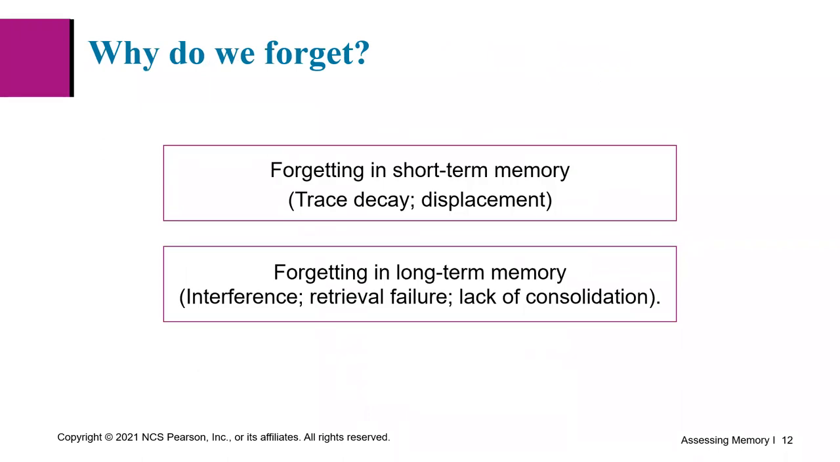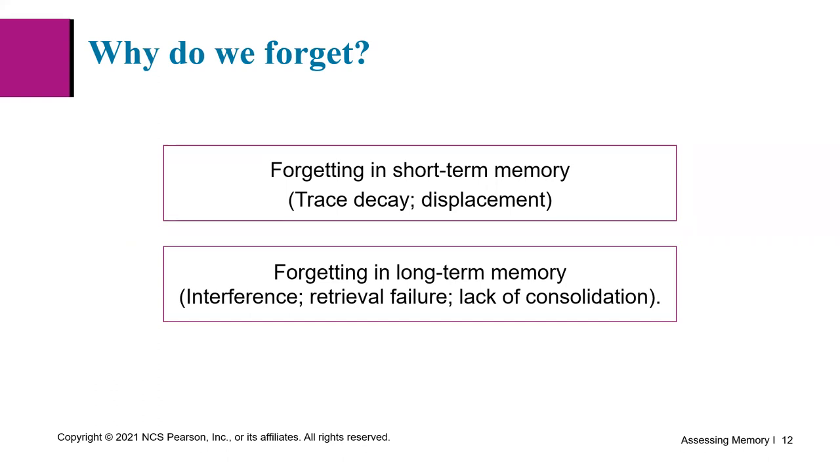Let's also look briefly at why we forget. There are two simple answers to this question. First, the memory may have disappeared. It's no longer available. This is a problem with our short-term memory, which has a limited capacity and cannot hold on to information for more than 15 to 30 seconds without rehearsal. So the memory trace may either simply fade away or it may be displaced when additional information enters in.